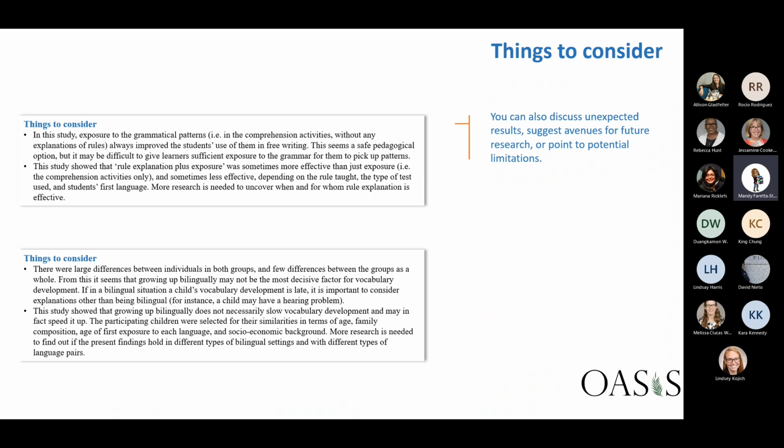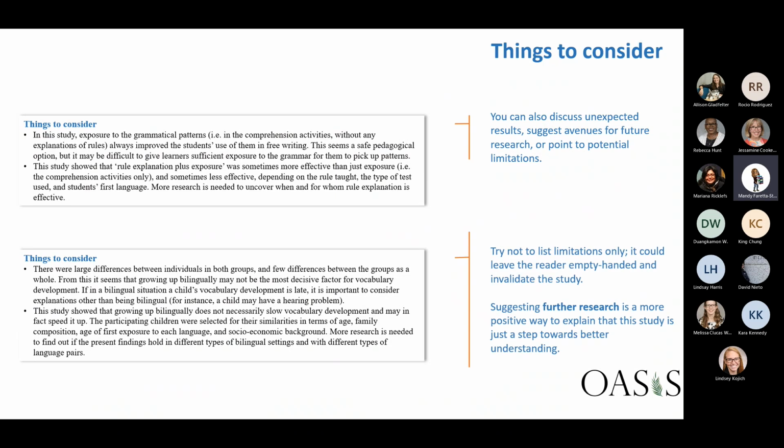All right, you can also discuss in this section unexpected results and suggest avenues for future research and point to potential limitations. An important caveat here is that we don't want to list just limitations, which leaves the reader kind of thinking, well, okay, then what do I take away from this? But rather suggest future research and ways to build upon the existing research as sort of a more positive way to contextualize the study results. Okay.